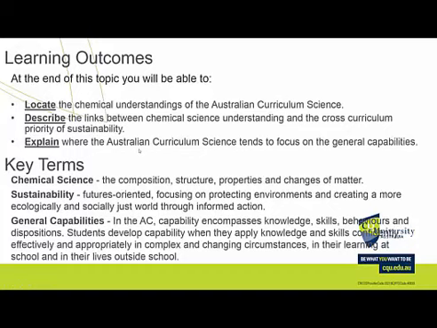And what we're doing is opening up, even though Science by Doing specialises in 7 to 10, Primary Connections goes all the way from F right through to 10. So what we're doing now is opening up that umbrella of resources. So the key terms we need to look at this week: chemical science, the composition, structure, properties, and changes of matter. That's what we're looking at.